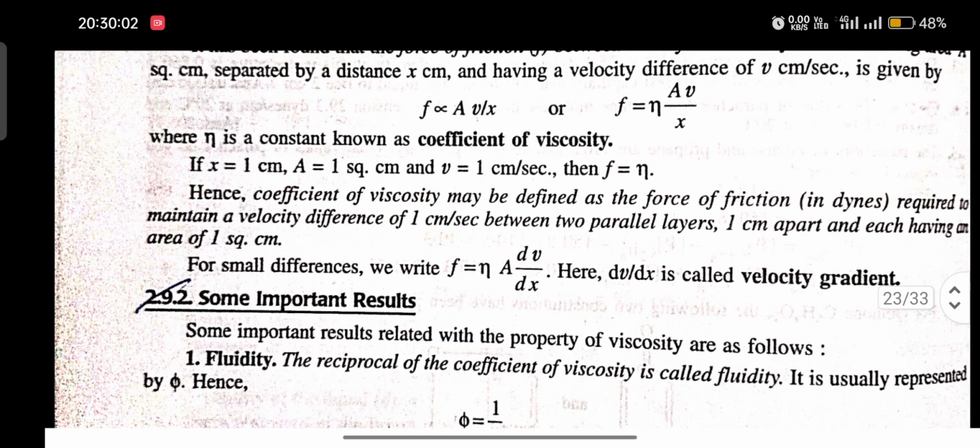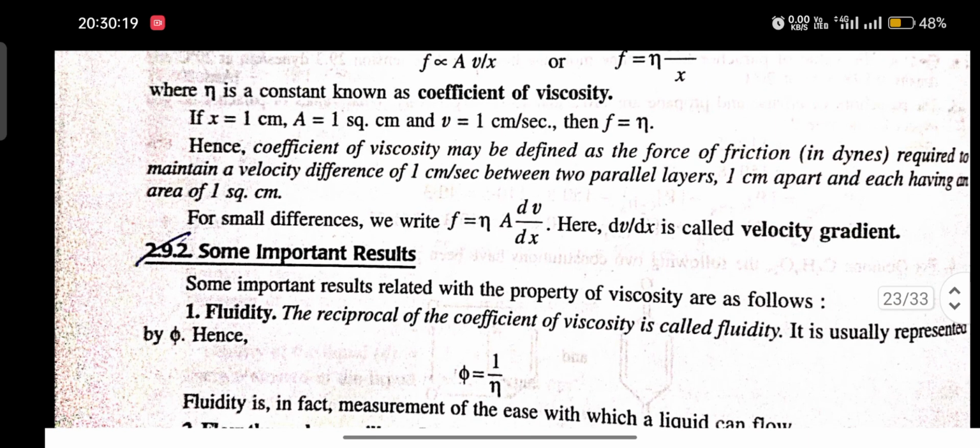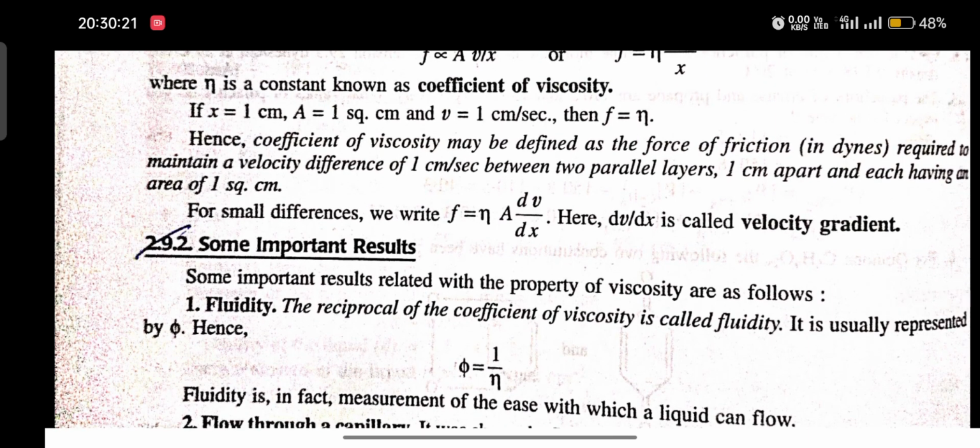Hence the coefficient of viscosity may be defined as the force of friction required to maintain a velocity difference of 1 centimeter per second between two parallel layers 1 centimeter apart and each having an area of 1 square centimeter. For small differences, we write f equals eta A dv upon dx, as dv by dx is called the velocity gradient.